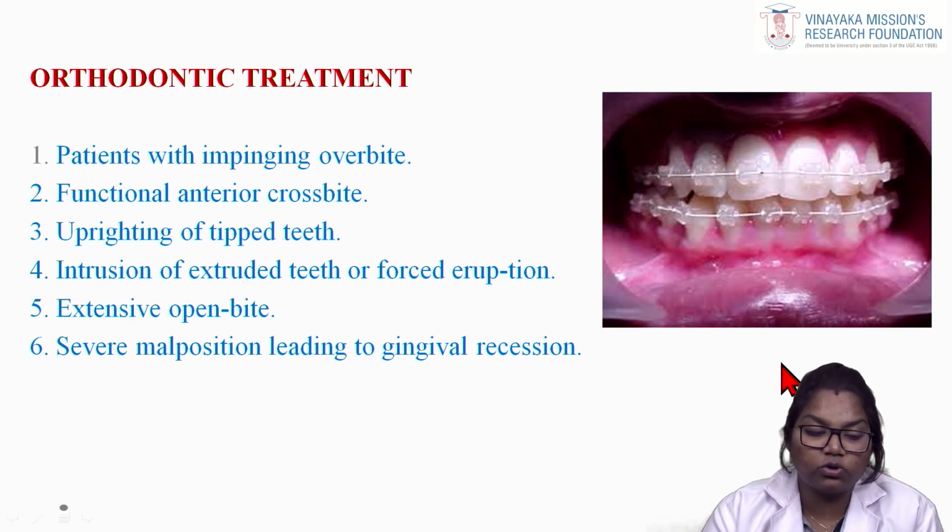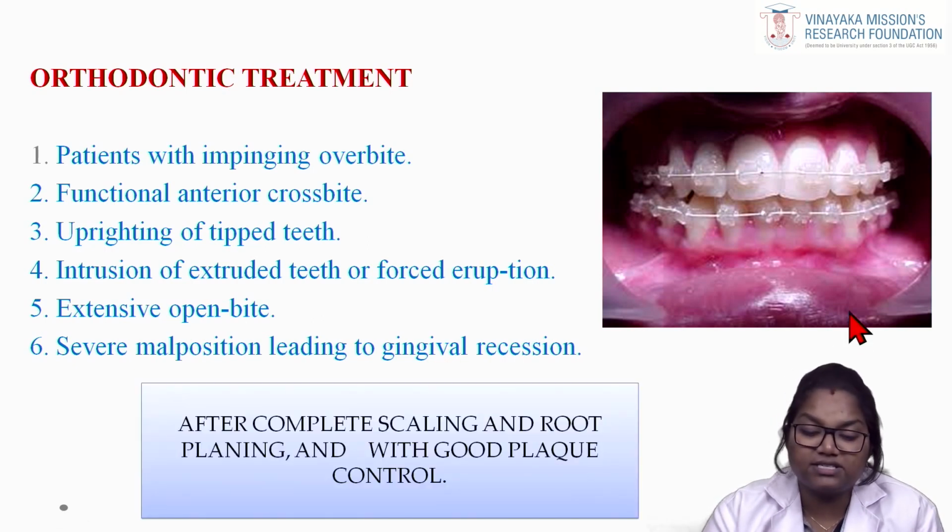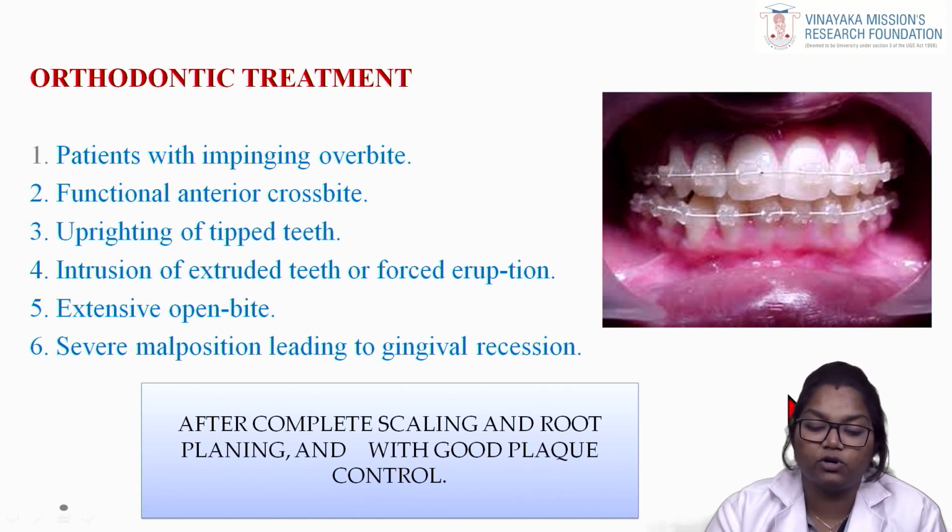So next is orthodontic treatment. It is done in patients with impinging overbite, a functional anterior crossbite, uprighting the tipped tooth, intrusion of extruded teeth or a forced eruption, extensive open bite and severe malposition leading to gingival recession. This is done after complete scaling and root planing and with good plaque control. If the plaque control is not maintained properly in these patients, it's going to again cause periodontium loss.